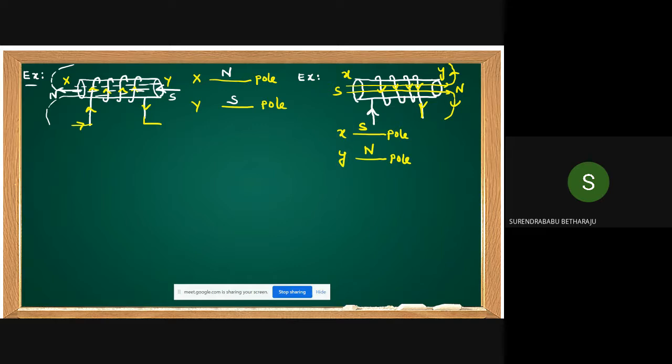Yes. For example, one more example. Let this be the coil, and the direction of current is like this. Let this be X, the one coil. The direction of current is like this. Then now you tell me, X is which pole?